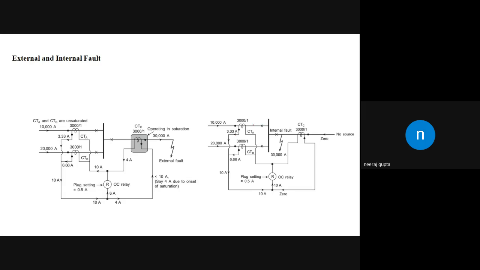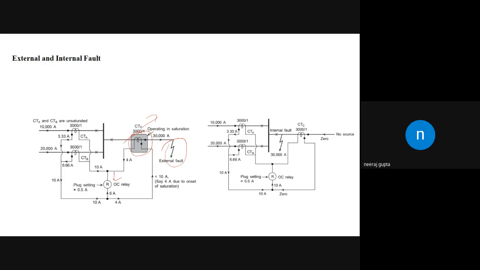Let us suppose that we are doing the analysis for the external and the internal fault. Let us suppose that we have the external fault in the system. Now, this is the CT which is taking the maximum amount of the current. Because of the imperfections of the CT, and because of the saturation, the current would not increase as desired, and as a result, there is the spill current.